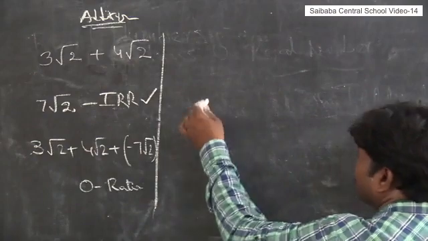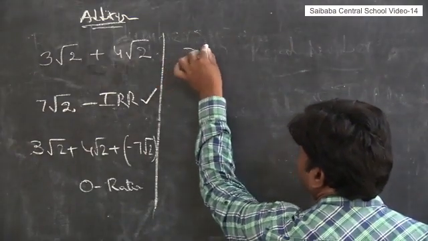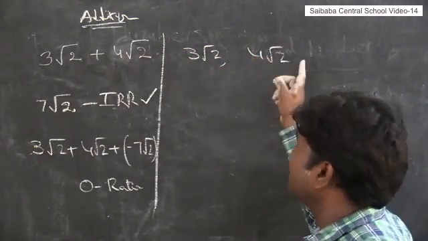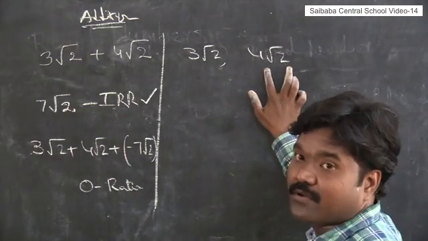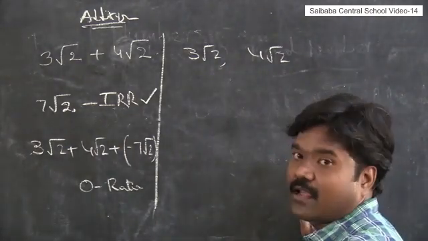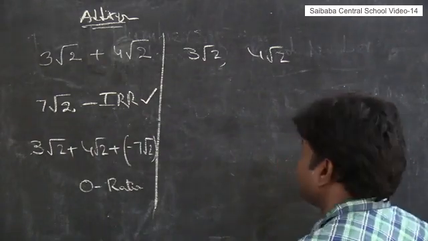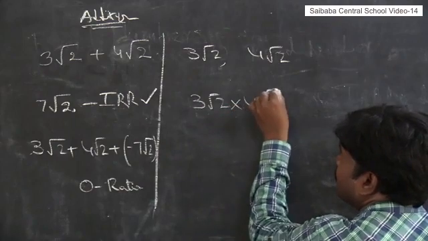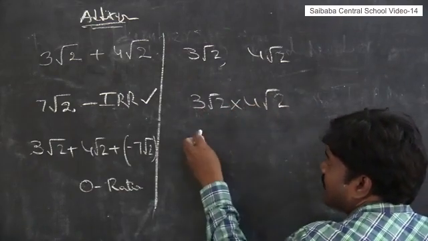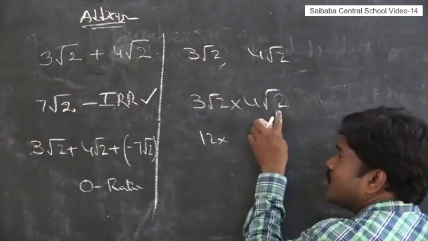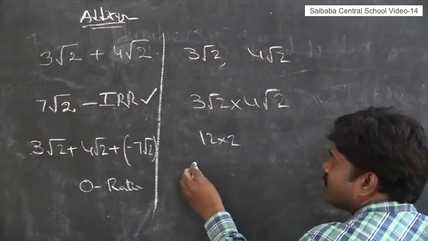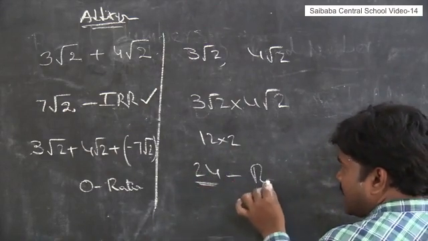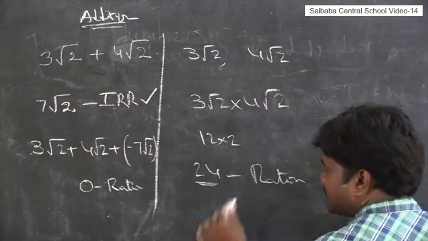I am taking multiplication also. See this, 3 root 2, one example. 4 root 2 is one more example. In these two irrational numbers, I want to do multiplication. What type of result? See, 3 root 2 into 4 root 2. Just now explained. 3 4s are 12 into root 2 into root 2. Root 2 whole square, that is 2, so it is equal to 24. What is this number? Rational or irrational? Rational.